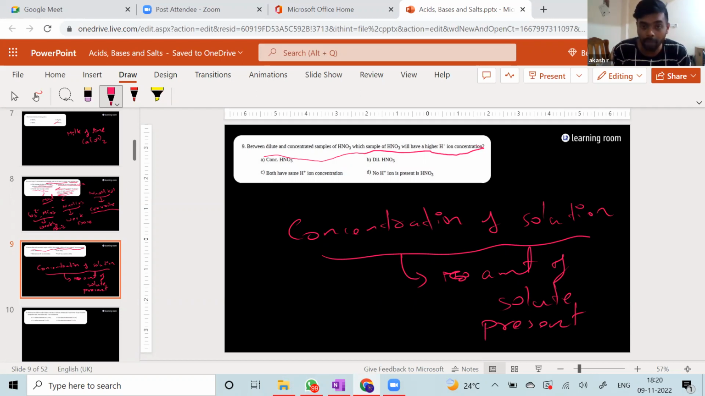We're talking about aqueous solutions of HNO3. If I say concentrated HNO3, I'm going to have more amount of HNO3. In the case of dilute solutions, I'm going to have less amount of HNO3. So obviously, wherever I have more concentration or more amount of solute, there I'm going to have more H+ concentration. So the answer would be A.